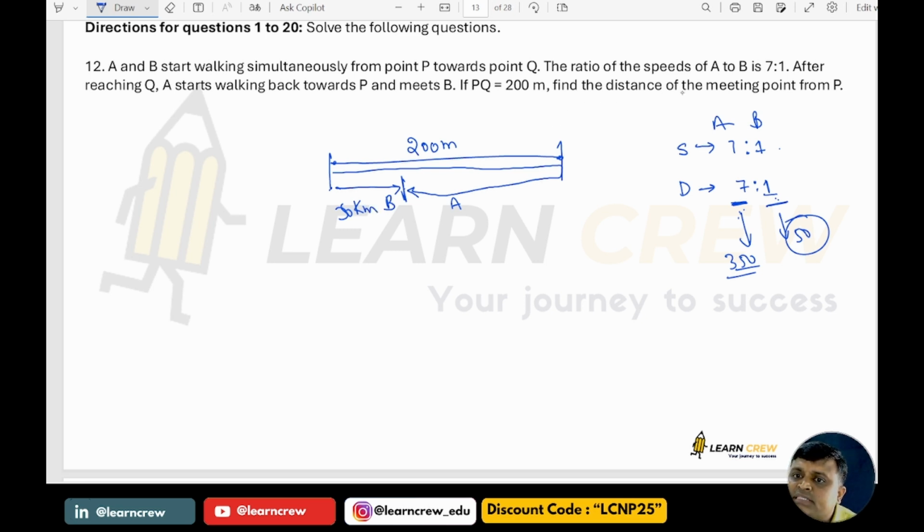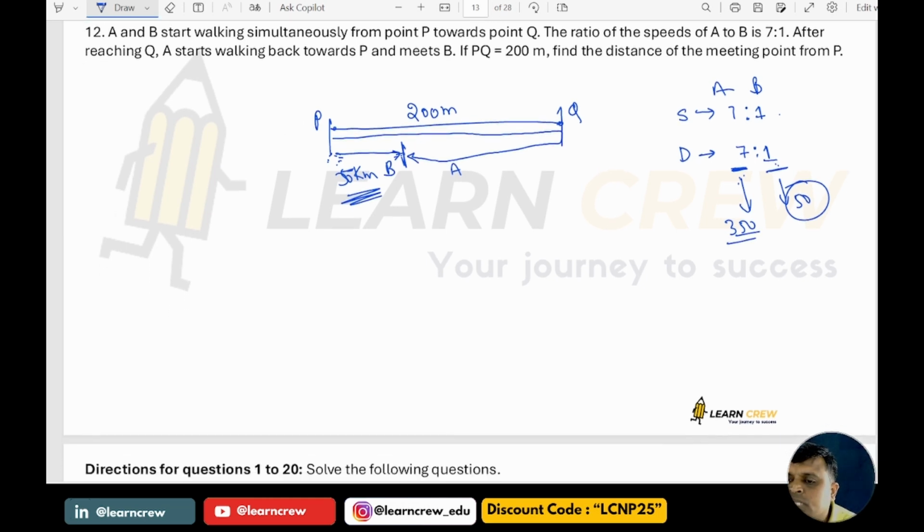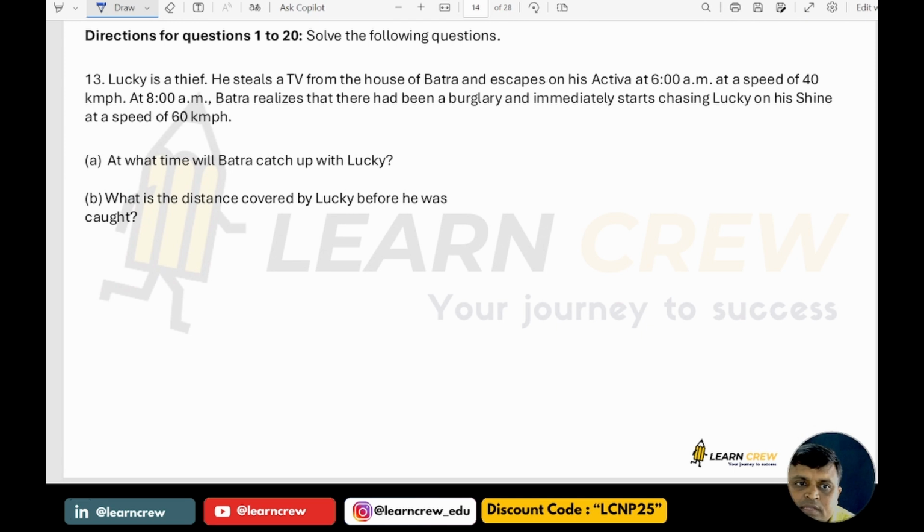Then find the distance of the meeting point from P. This is P, this is Q. So here from P it is how much? B is covering only 50 kilometers. This is 50 kilometer only. So the answer is 50 kilometer from point P, where both A and B are meeting. So the answer is 50.